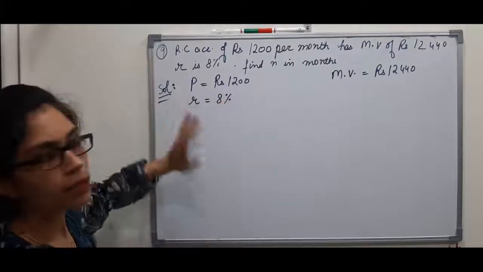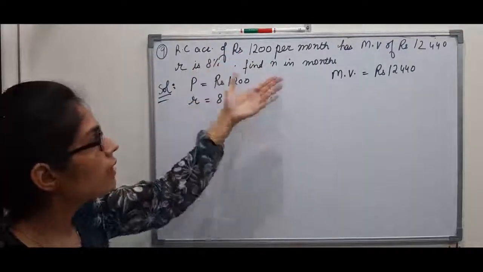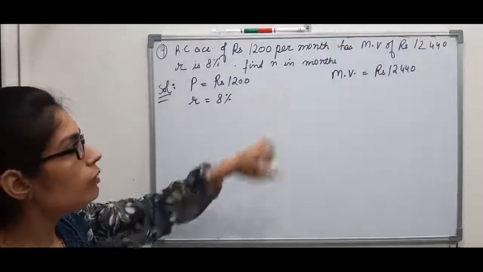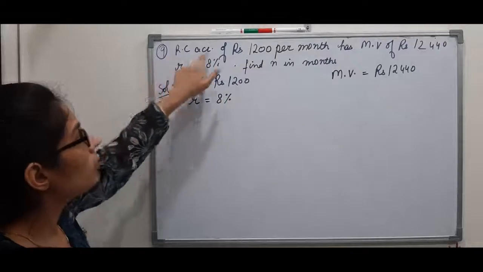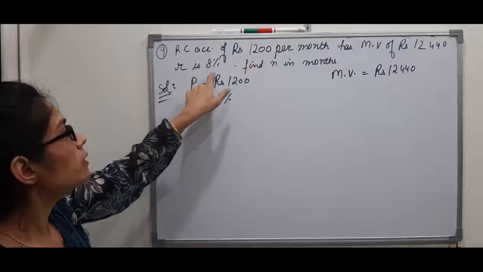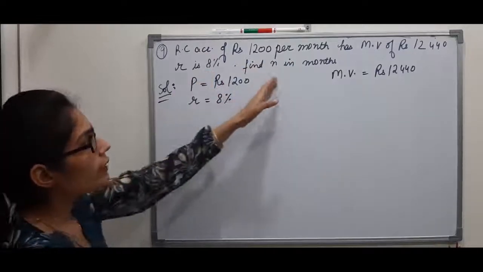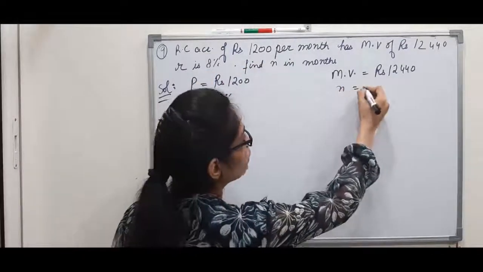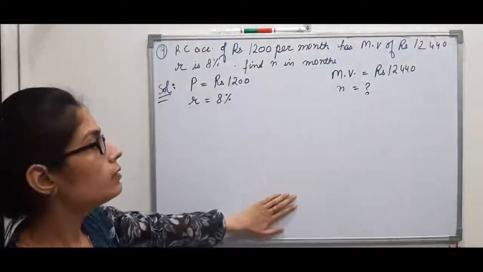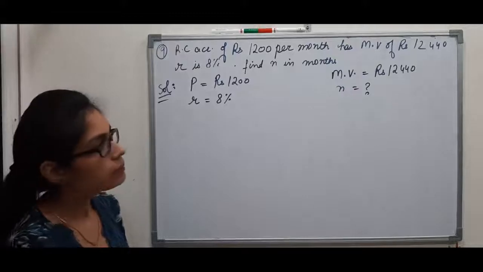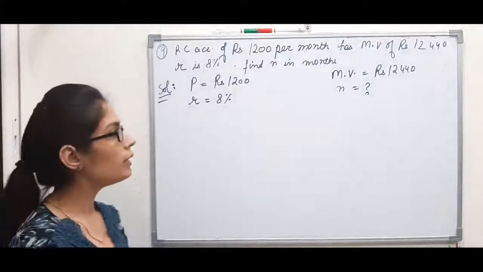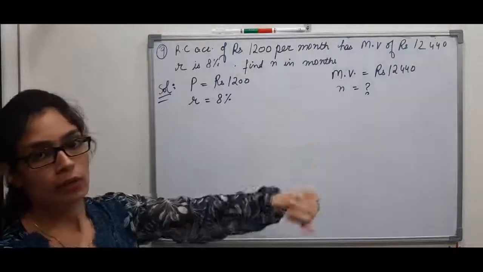I will keep on writing the values which are given. See, everything is directly written. MV is this. For MV they have written maturity value, I have written in short. Recurring deposit account per month means this is P. Percentage means this is my R. Find N in months. So N is always in months. So we have to calculate the value of N in this sum. In the previous sums they were telling us to find the value of R or the value of P. Now they have asked us to find the value of N.